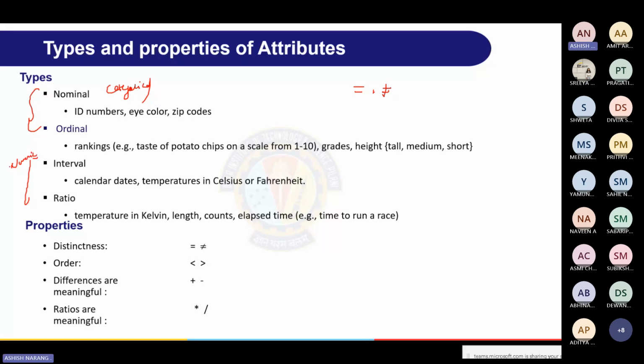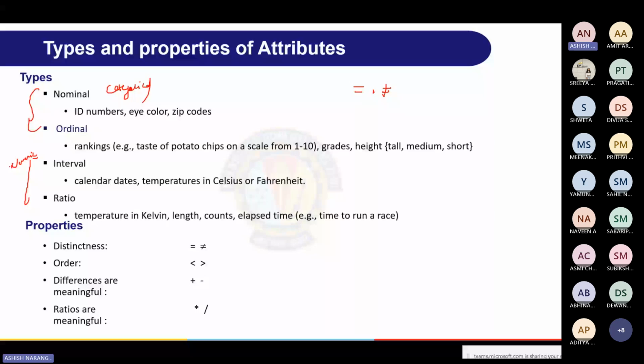Interval is a numeric value, right? Like your calendar date, temperature in Celsius or Fahrenheit. This is interval basically. Along with equal to, not equal to, less than, greater than, you will be able to do addition and subtraction. But still you are not allowed to do multiplication or division with them, right?